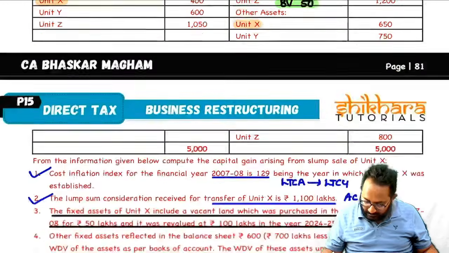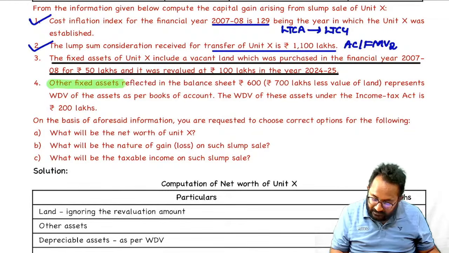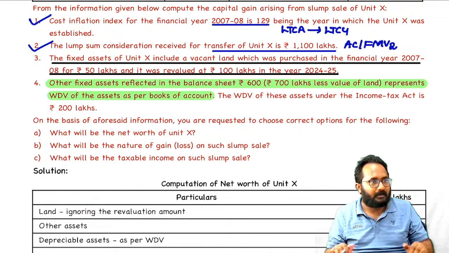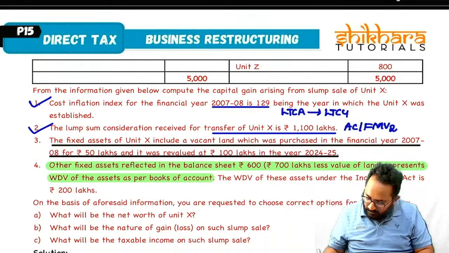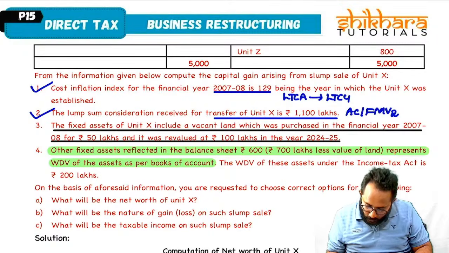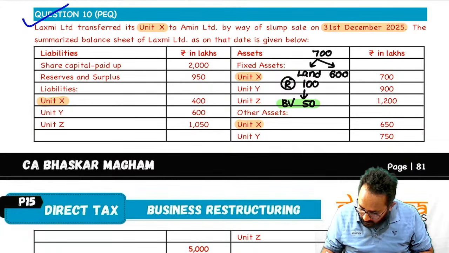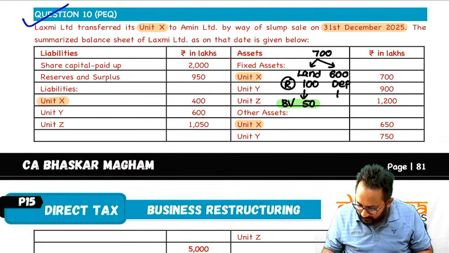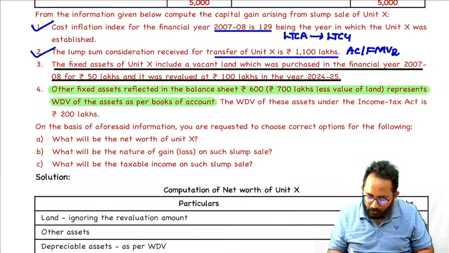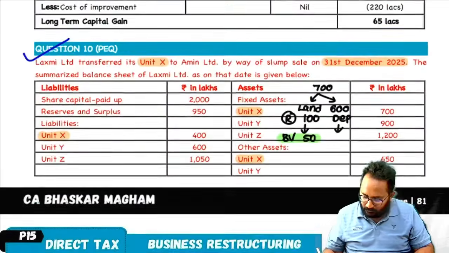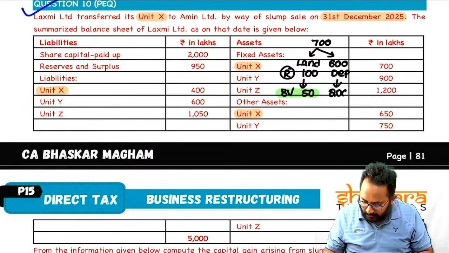600. Clearly they have given the next point. Other fixed assets are reflected at how much? 600. Are those 600 related to depreciable assets? Clearly they have given WDV, which means what? Depreciable. Okay, 600 are depreciable assets, but the opening WDV of depreciable assets as per Income Tax Act 1961 is how much? 200. So we have to take the 200 WDV as per section 43 subsection 6.